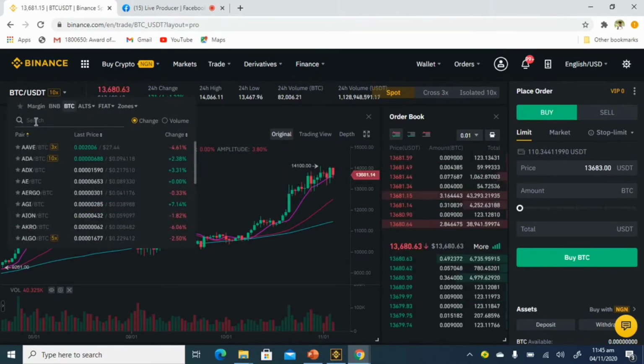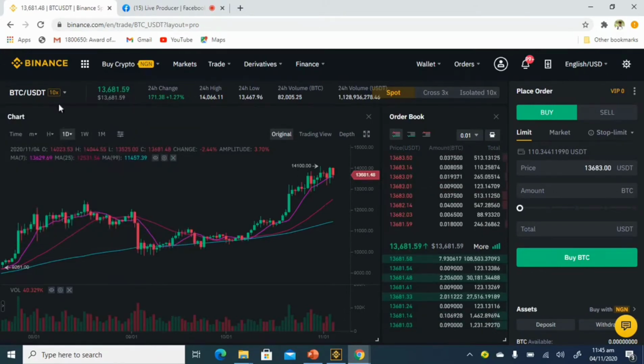When you come here, you can see other market pairs. You can see the other BTC, ADX, AEGO, so many pairs. So you can click the search bar here and search for what pair you want to trade and select that pair. In our case, we are on the BTC USDT pair. So if you want to buy using the limit order, you click limit here, then you input the price at which you want to buy.